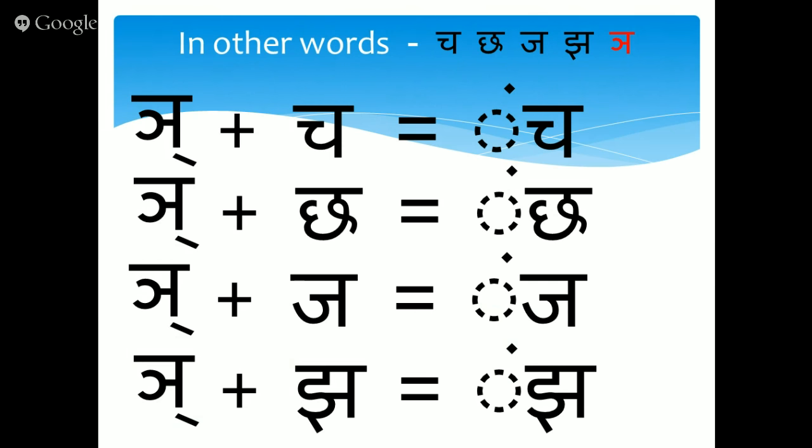Wait, not for work. Anyway, so we have the na sound combined with ja, cha, ja, and ja, and it takes the form of what? The dot. How do we know how to pronounce the dot? Because we pronounce it the same way as what comes after it, ja, cha, ja, and cha.